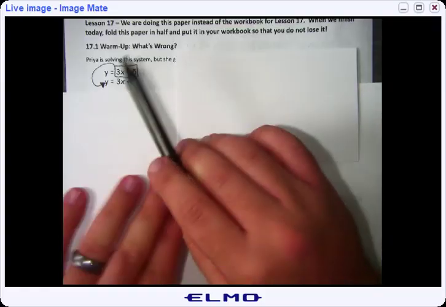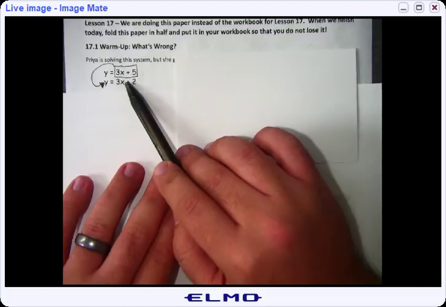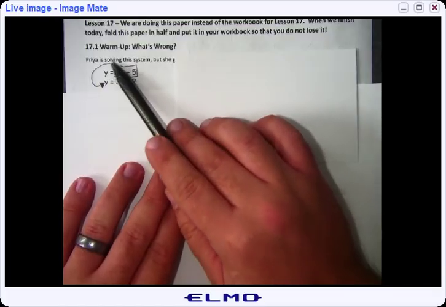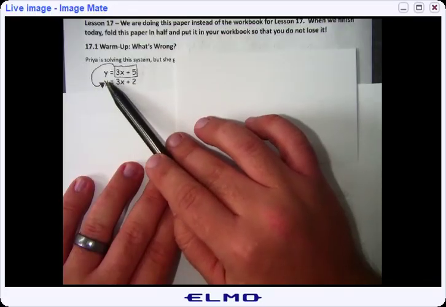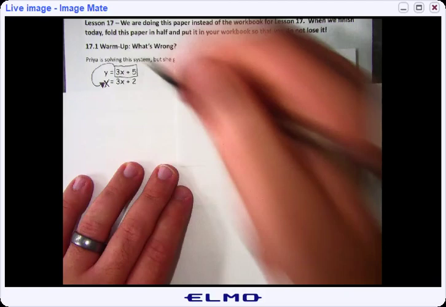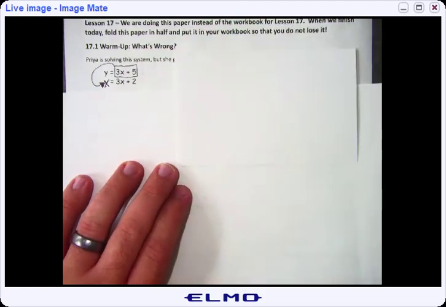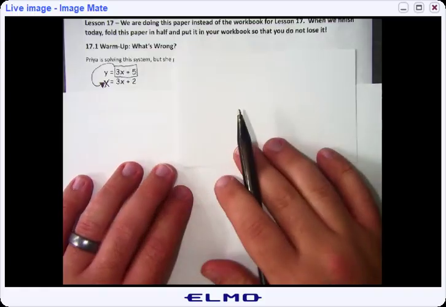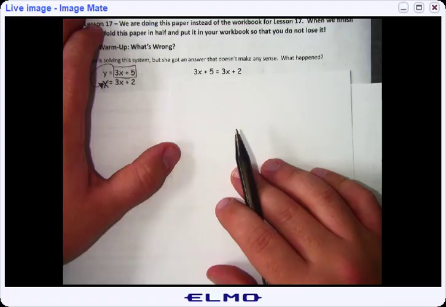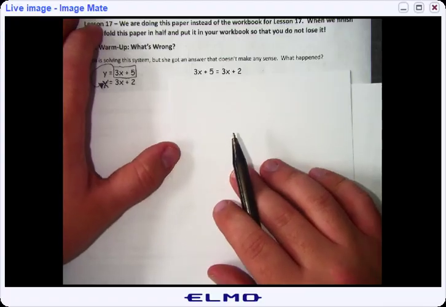So what that means is because it says y equals this box right here, what I could do is take this box, bring it into the second equation, and right here for this y, I would just cross off this y and put that box there instead. So I would put 3x plus 5 into that spot for y. When we do that, we would get something that looks like this: 3x plus 5 equals 3x plus 2.